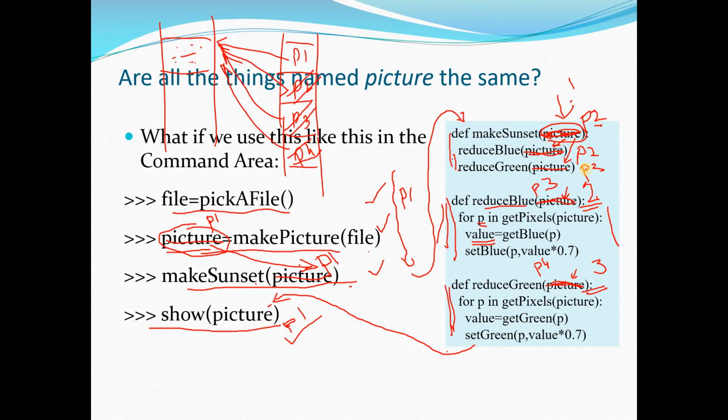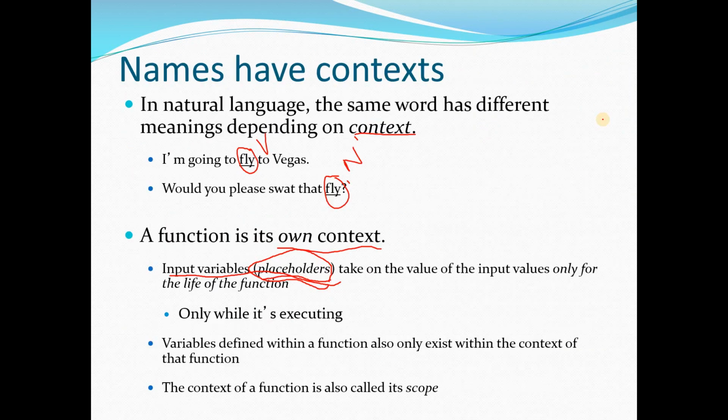So P2 is a placeholder, P3 is a placeholder, P4 is a placeholder. Placeholder means that it will take any value that comes from outside, it can store that value. It's a place that can hold any value from the outside. So input variables are placeholders that take on the value of the input values coming from the outside only for the life of the function.